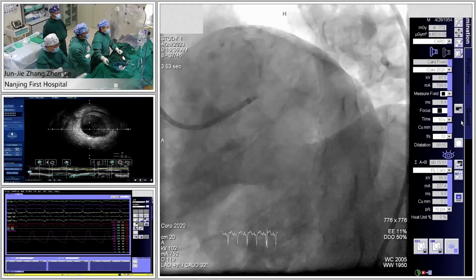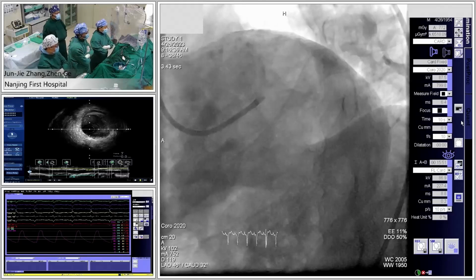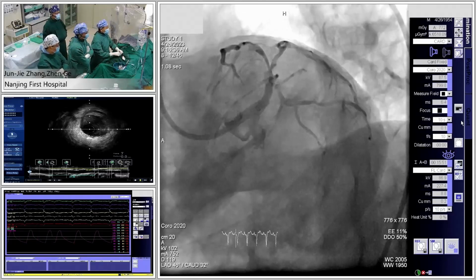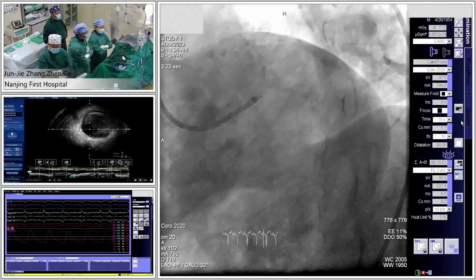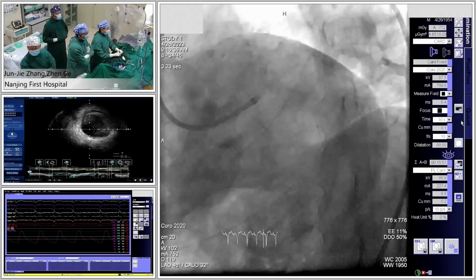So I want to show the intravascular imaging, IVUS, from the LAD and the diagonal. Dr. Pan, can you show the IVUS imaging? Okay, let me show the IVUS imaging.